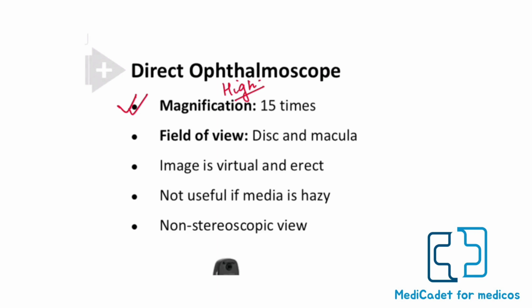Because it gives you a very high magnification, the field of view is limited to the disc and the macula, that is the central retina. You cannot examine the peripheral retina with the direct ophthalmoscope. It gives you very high magnification but restricts the view to the central retina. Right? Now the optics of this instrument is such that the image that is formed is a virtual image and therefore it is an erect image. So you see the retina just the way it is. It's a virtual image and it is an erect image.